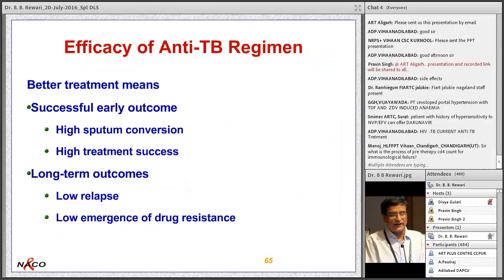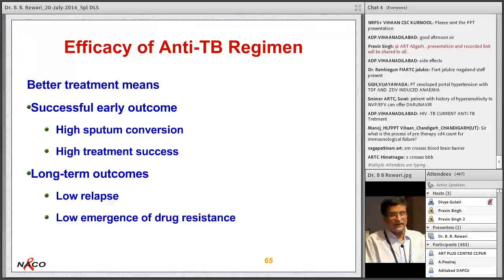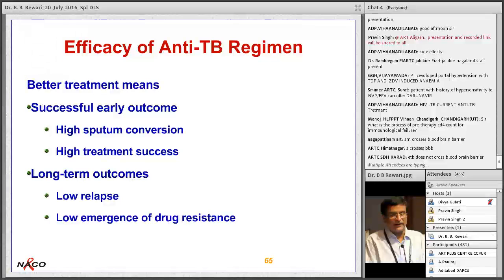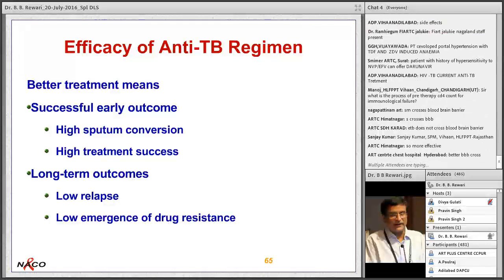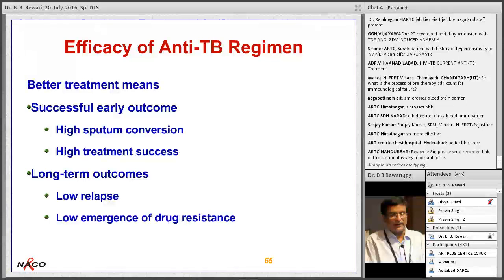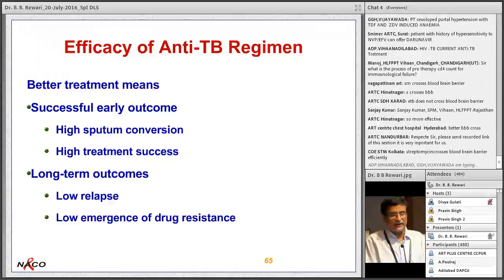When we are talking of the efficacy of an anti-TB regimen, what do we want from TB treatment? We want a better treatment outcome. So what is a better treatment outcome? A better treatment outcome could be an early outcome or a long-term outcome. Early outcome is basically high sputum conversion. Just to clarify, sputum conversion is the conversion of a sputum positive patient to sputum negativity at the end of 2 months of intensive phase, and 3 months in case of others. We want a high sputum conversion rate, and conversion rate is basically the percentage of patients who were sputum positive initially and who became sputum negative among those who were started on ATT.